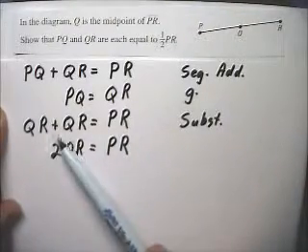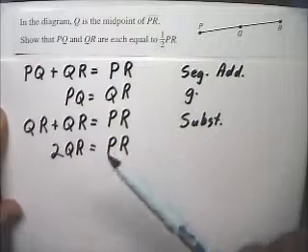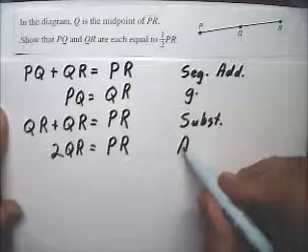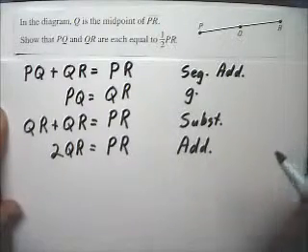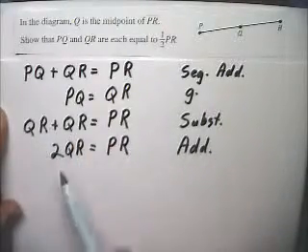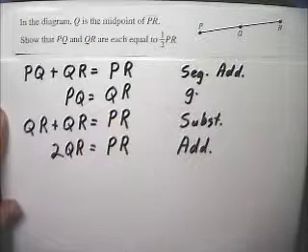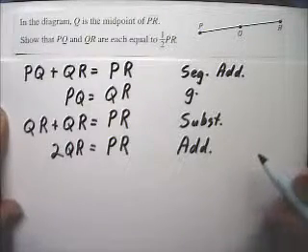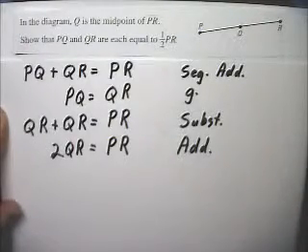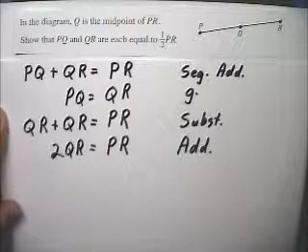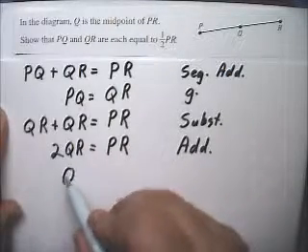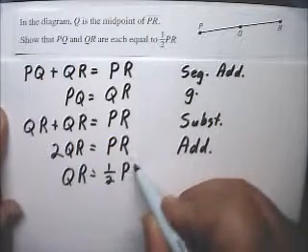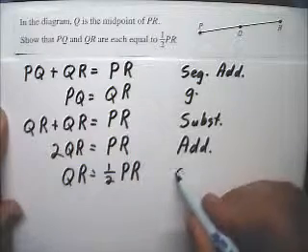Now, the book says that this is the distributive property, and it is. I can see how it's the distributive property, but most students would say that this is addition. We just added QR and QR to get 2QR. That's the definition of addition. You might also put combining like terms. That would be another good reason for that. Now I can say QR is equal to 1/2 PR, and that's by division.